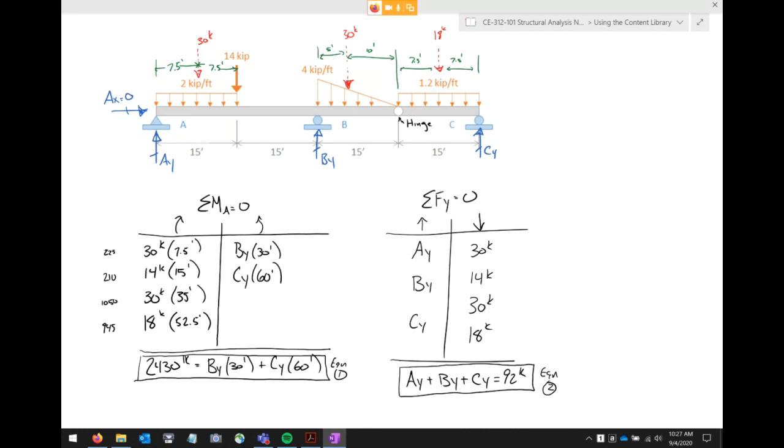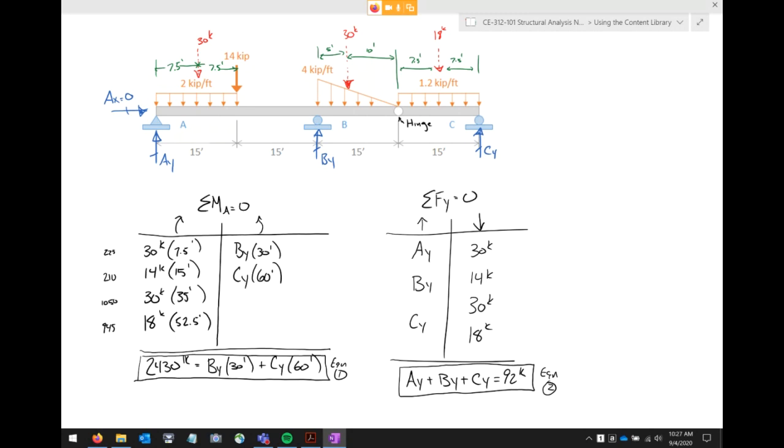We have 3 equations of equilibrium. We have the sum of forces in the x direction, the sum of forces in the y direction, and the sum of moments. Now let's take each one at a time. Sum of forces in the x direction we've already used. That gave us the AX reaction. Sum of forces in the y direction gave us equation 2, and sum of moments gave us equation 1. And we're still no closer to solving any one of those independent reactions.